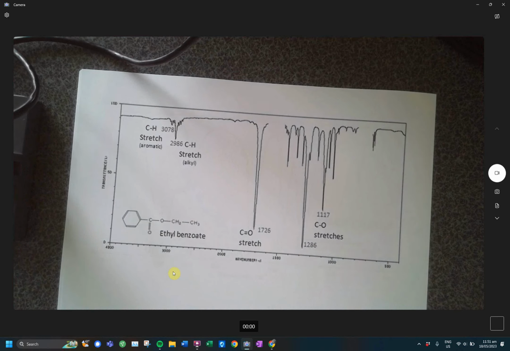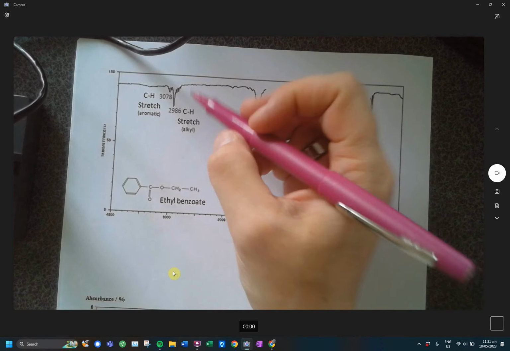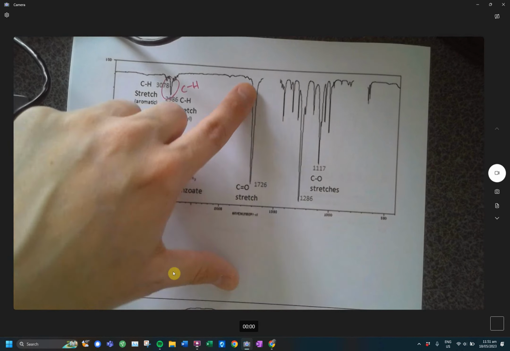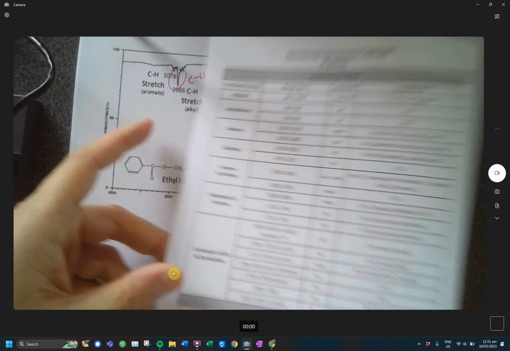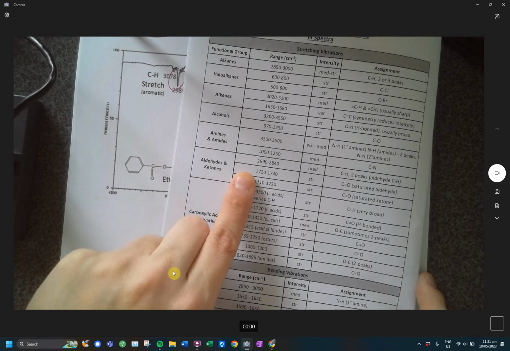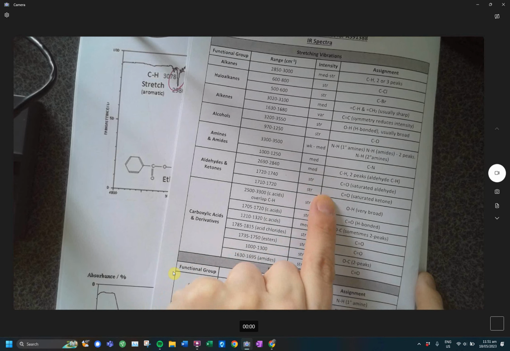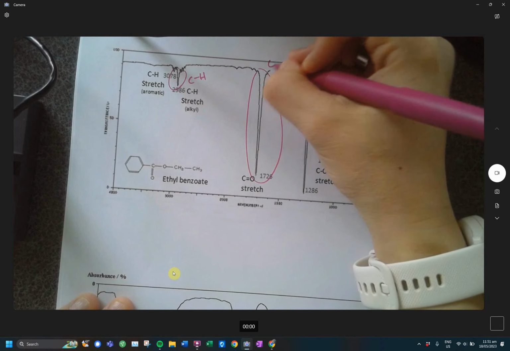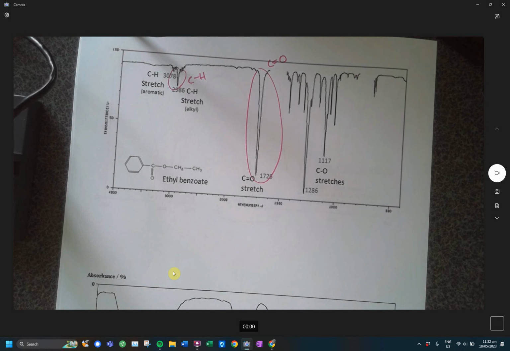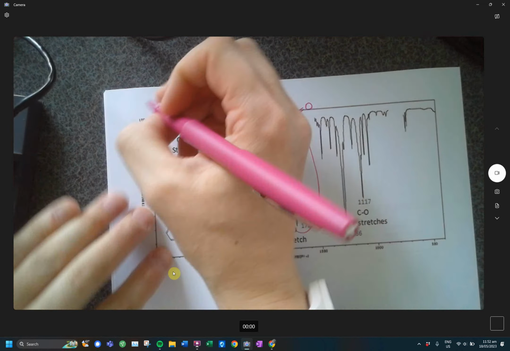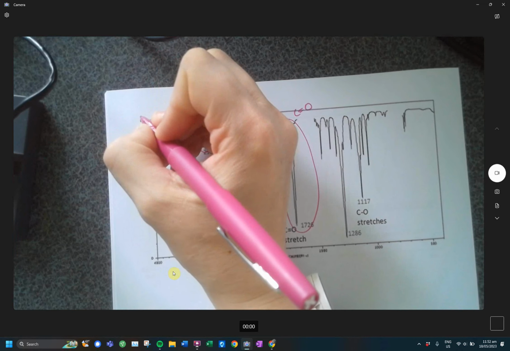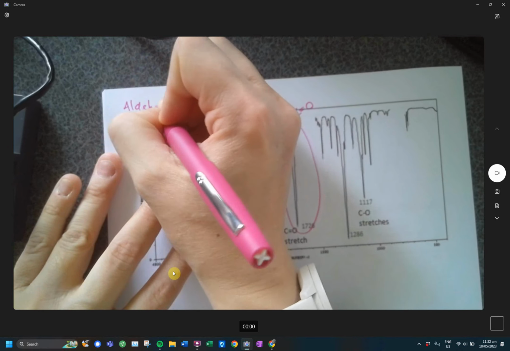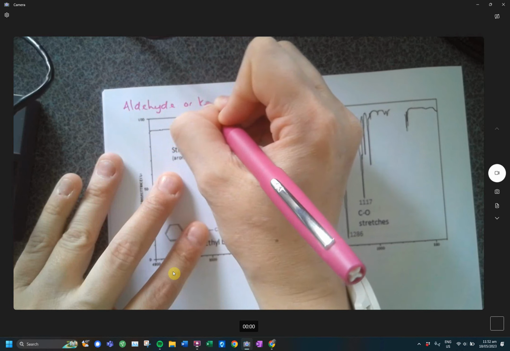All right. On this next page here, again, we can see our CH. That's my reference point. And this is my main peak at 1,700. So if I look over at my resource sheet, 1,700 is very common for the carbonyl, the C double bond O. And it's a very sharp peak, that's my C double bond O. So I think about the functional groups that could have a carbonyl. That could be an aldehyde or a ketone.